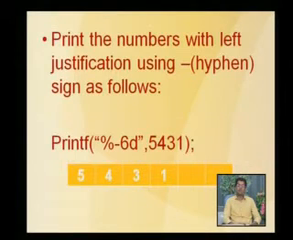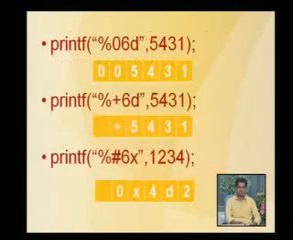Now in the same statement, if I remove the hyphen sign, so that is printf("%6d", 5, 4, 3, 1), the answer will always be right justified. So your first 2 blocks will remain vacant, and from the third block your output will start, and that will print 5, 4, 3 and 1. So that is the reverse of the case of right justification.